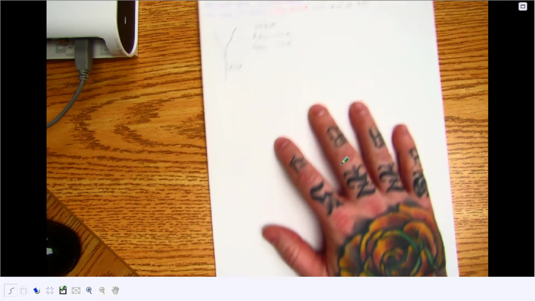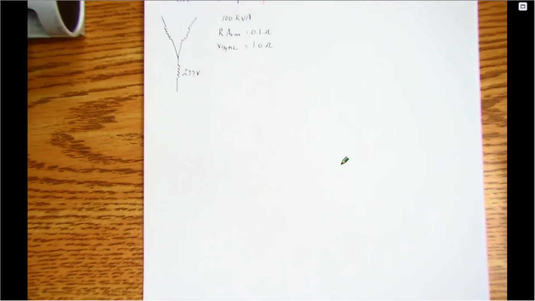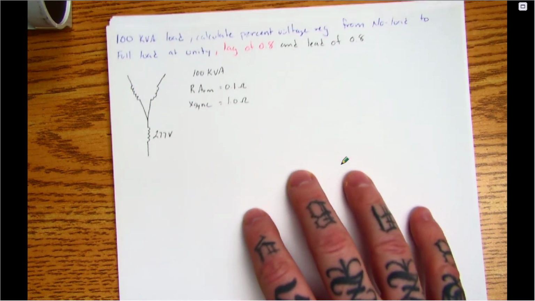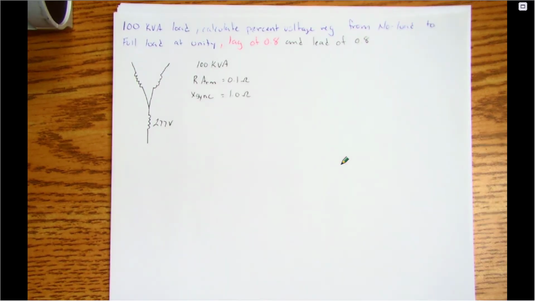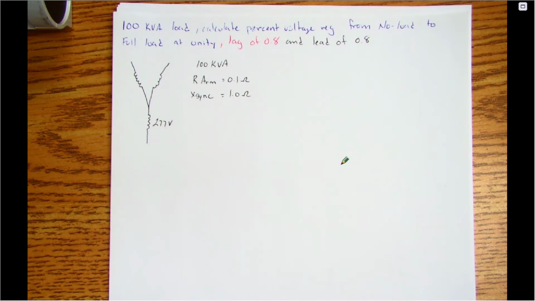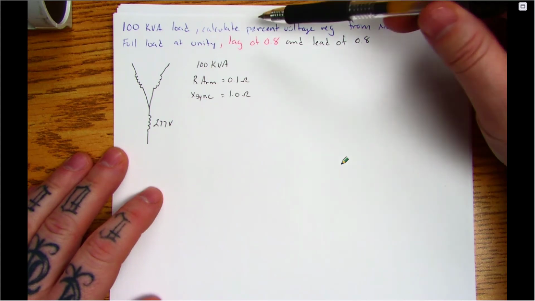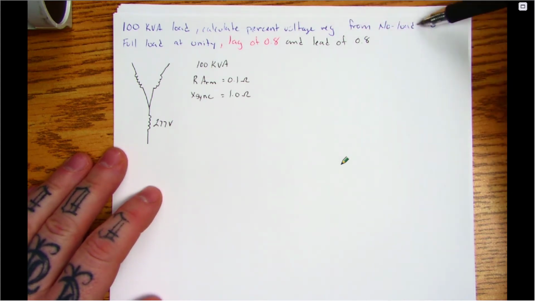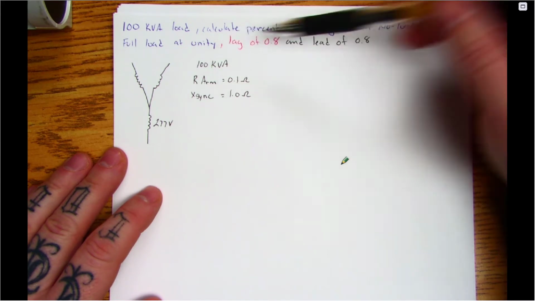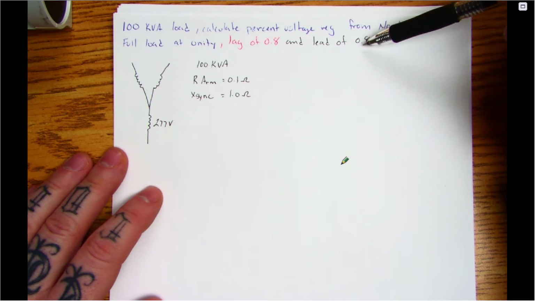Okay, so this is the question that's in your module again. Hopefully you can read that. I'll zoom in a bit here. So we have a 100 kVA load, connected in Y, because that's what it says in the module. They want us to calculate the percent voltage regulation from no load to full load. We're going to do it at unity, at a lag of 0.8, and at a lead of 0.8, and then we're going to compare.